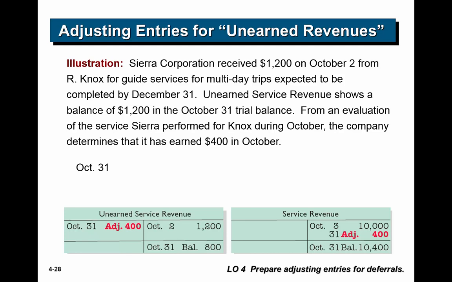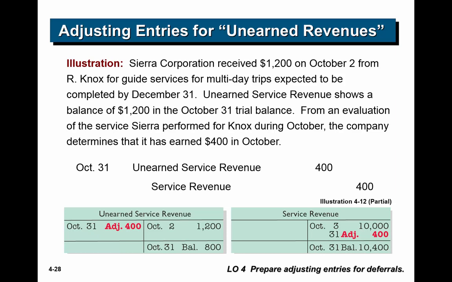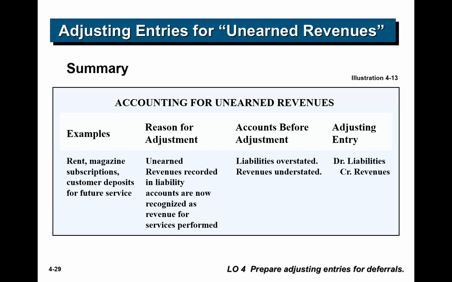and then they'll have earned the revenue. All right, from an evaluation of service Sierra performed for Knox during October, the company determines that it has earned $400 during October. So they're going to do an adjusting entry to decrease the amount of liability, right? They no longer owe $400 to them because they've earned it, and then to claim it as revenue. So they will debit the unearned service revenue liability account and credit the service revenue account. There's the summary for unearned revenues.